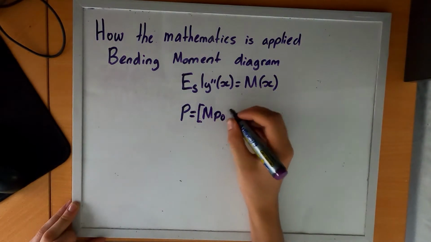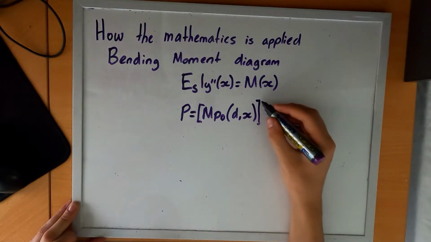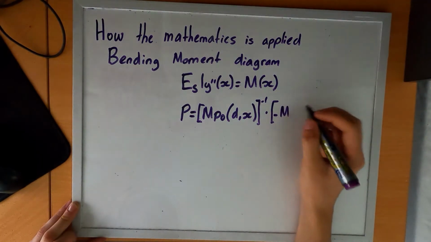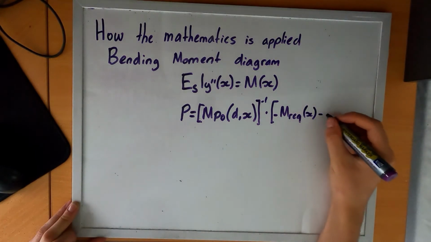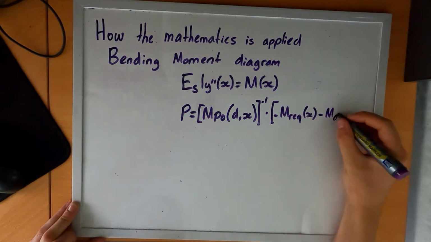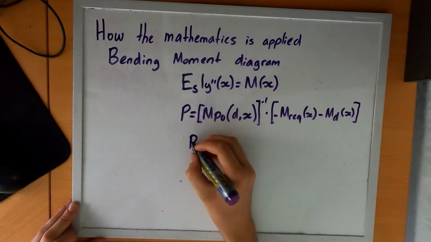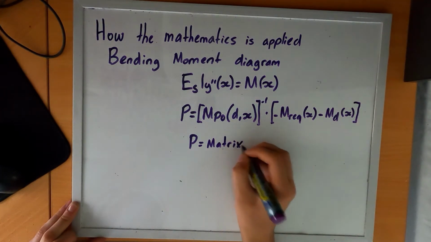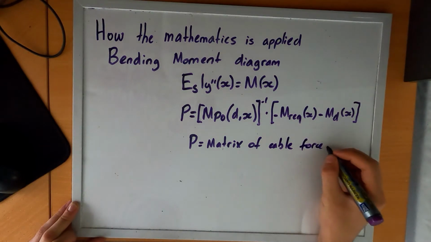In the equation, the function y of x is the equation of the axial deformation, and the function m of x is the bending moment of the beam. This next formula is used to find the matrix of cable forces, which is denoted by the letter P. In the formula, the function m of dx is the bending moment diagram caused by a unit force in cable located at distance dx, and the function md of x is the bending moment diagram caused by a dead load.